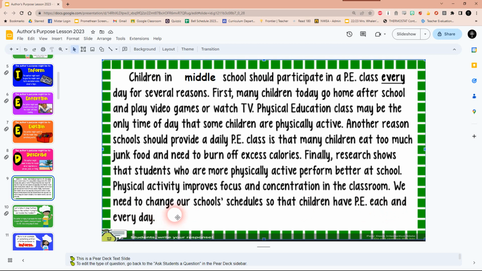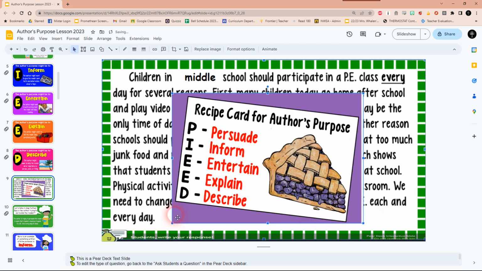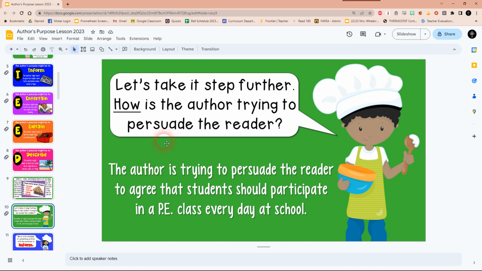Okay, so ask yourself right now, which of those 5 was the author's purpose? Why did the author write that little paragraph about PE, gym class, whatever you want to call it? Now, they were either trying to persuade someone to agree with them, inform them, entertain them, explain something to them, or describe. Now, I'm going to show you the answer because this isn't part of the assignment. See, hopefully you have a guess in your head here. I don't know what you're thinking. It's persuade.